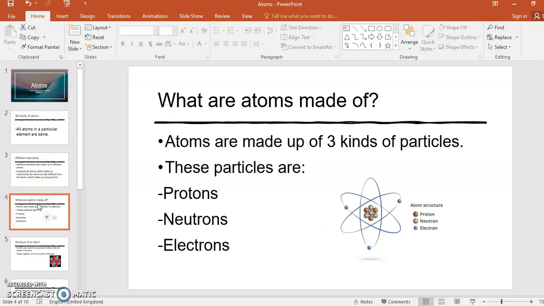What are atoms made of? This you know very well. I taught you in my previous classes. Atoms are made up of three kinds of particles, and these particles are protons, neutrons and electrons. And if you remember, protons and neutrons are present in the nucleus while electrons revolve around the nucleus in orbits or subshells.